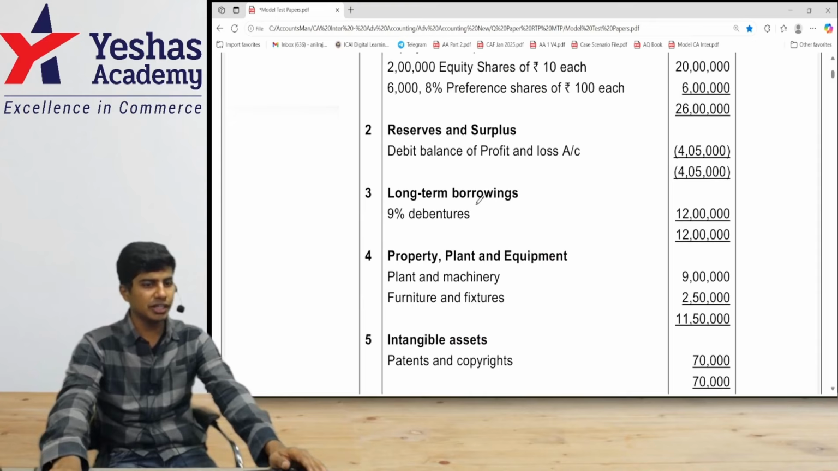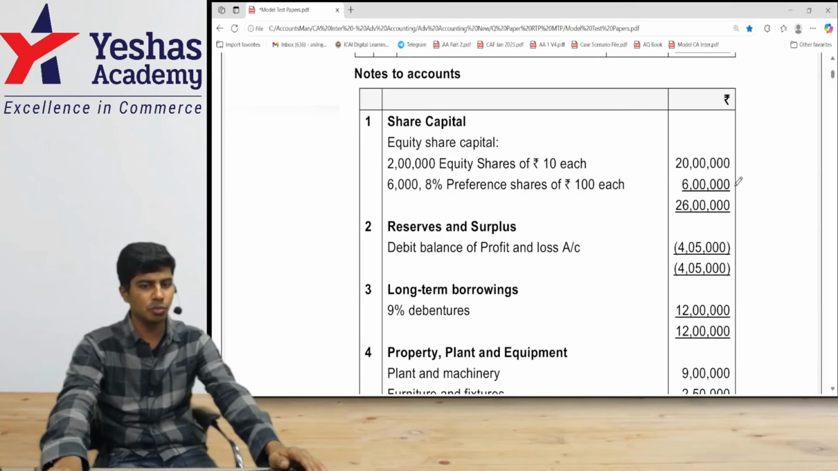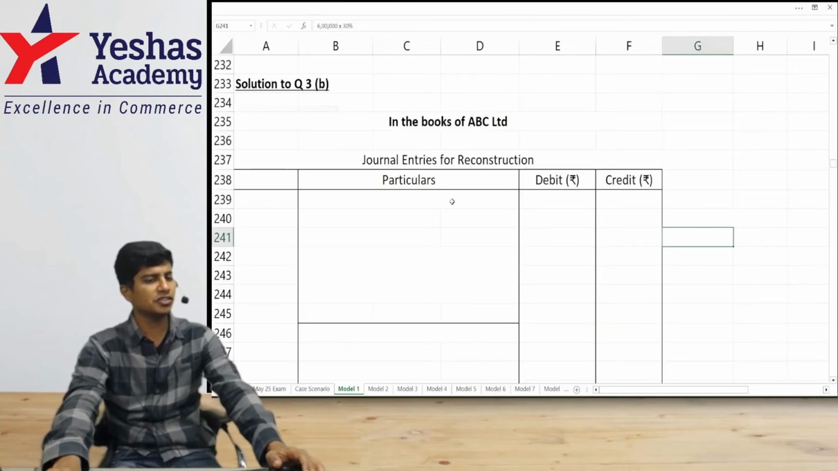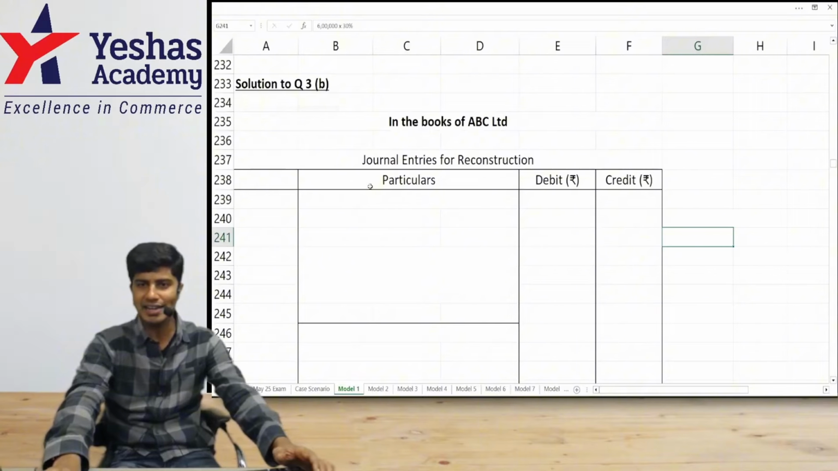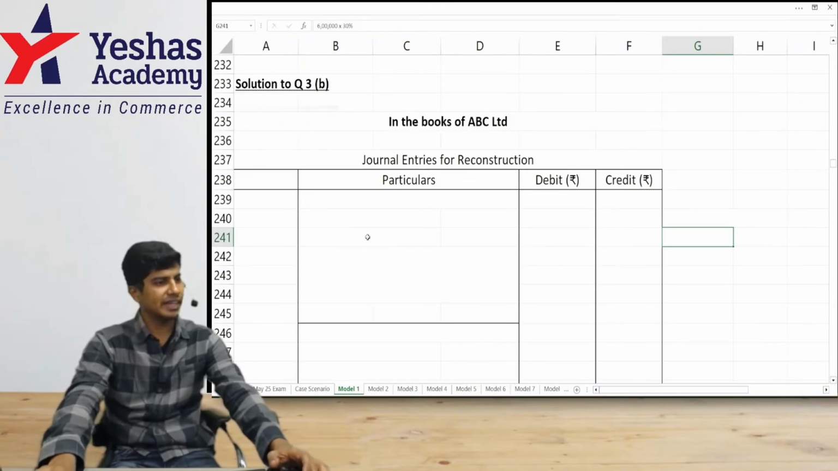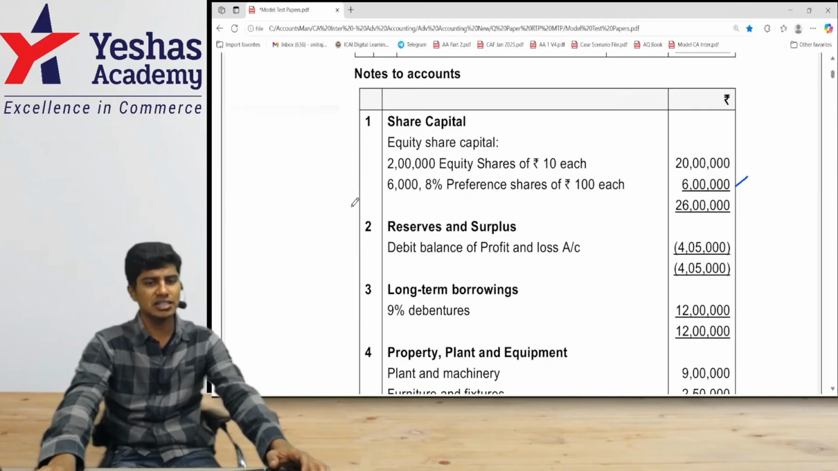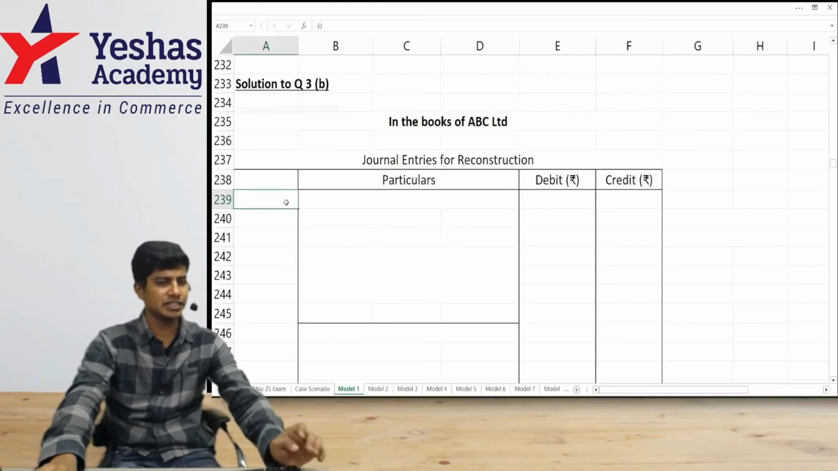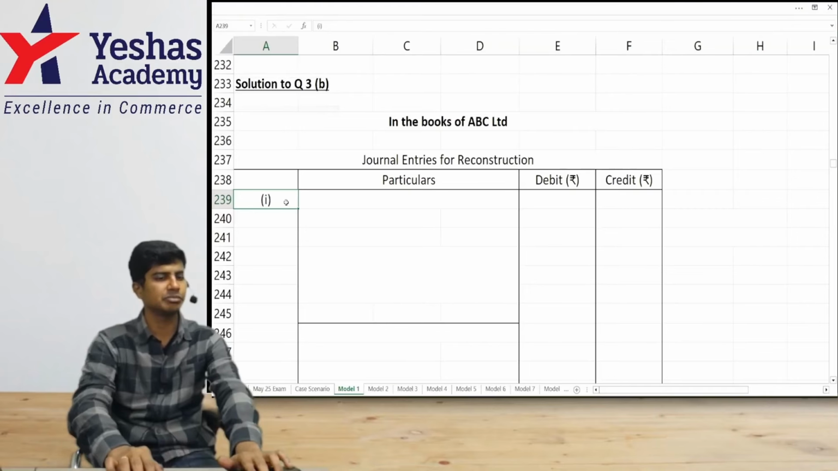How much is the money that you owe to preference shareholders? It is rupees 6 lakh. 30% of 6 lakh, 1 lakh 80 gone. That will go to capital reduction. Balance 4 lakh 20 will be 11% debentures. This is our first adjustment.